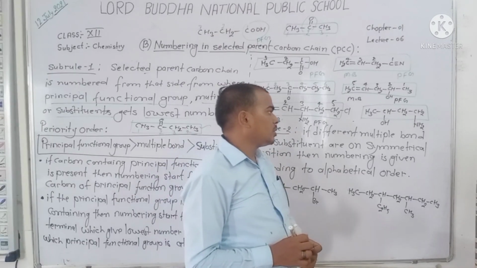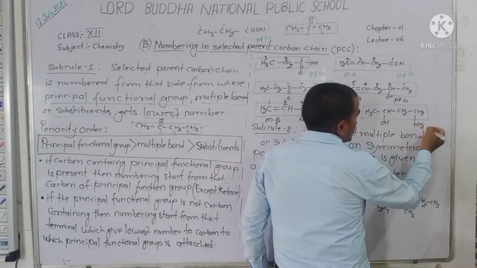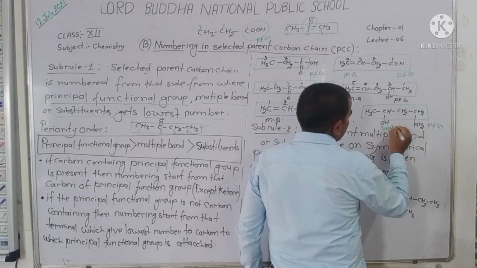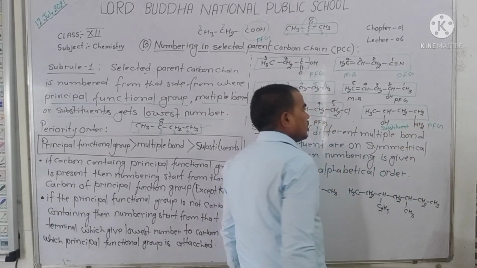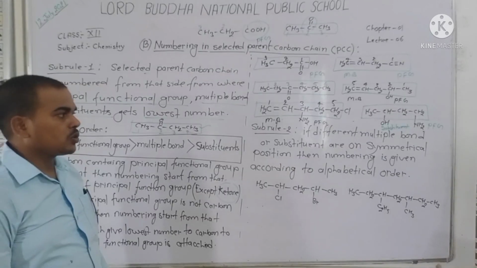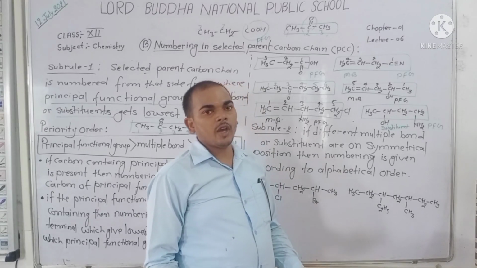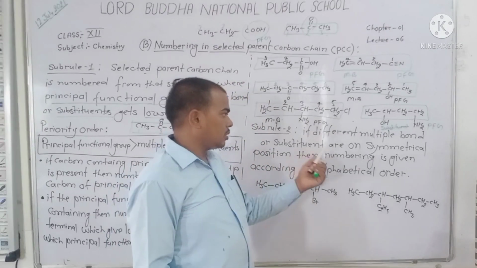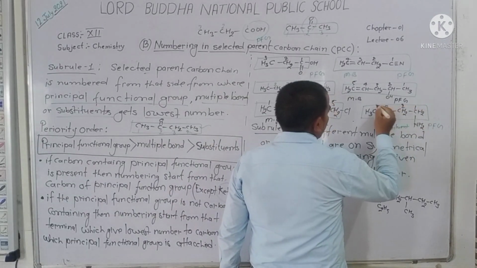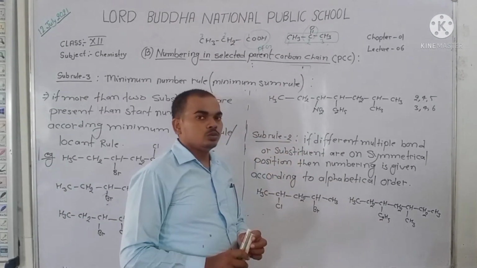So dear student, we use NH2 as the principal functional group and OH as a substituent. Here we treat NH2 as the PFC and OH as a substituent. So you know that the PFC, principal functional group, has more priority than a substituent. So the counting starts from the PFC: 1, 2, 3, 4.